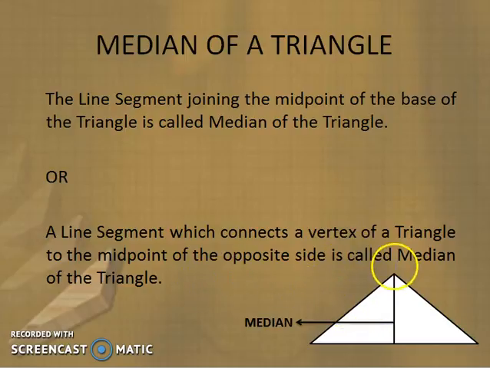For example, in this figure, this is the vertex, and this is the base of the triangle. In the middle of this base, we call it the midpoint, and if it is connected to the vertex, this line we call the median.